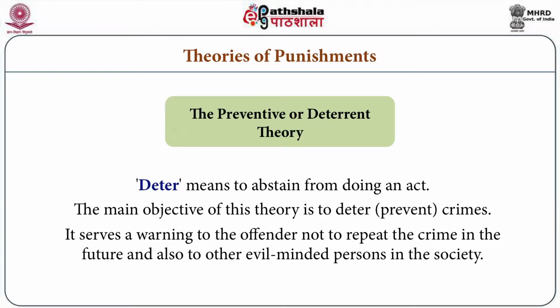To deter means to abstain from. So the main objective of this theory is to deter or to prevent crimes. In other words, preventing people from committing the same act that we're punishing. It serves as a warning not only to the offender, but to everybody else in society not to repeat this same sort of crime in the future. So you can see the deterrent or the preventive theory as using the criminal for the larger good of social welfare. A person, let's say, has committed a murder.